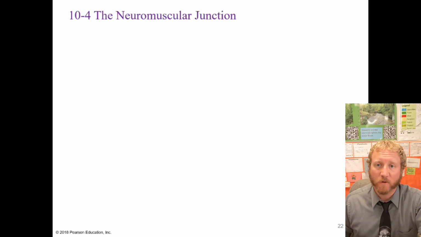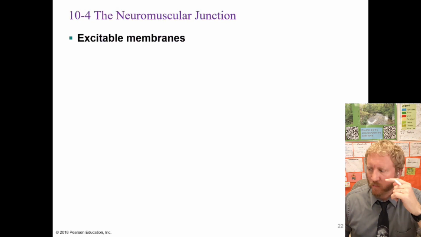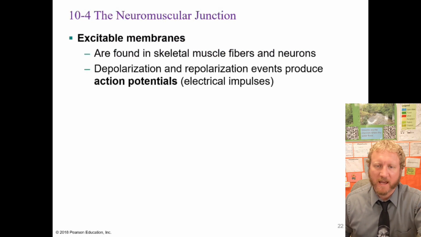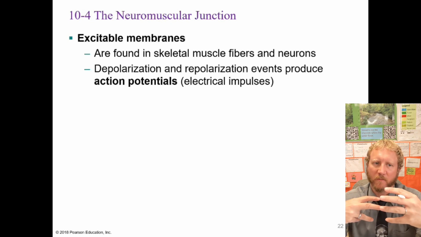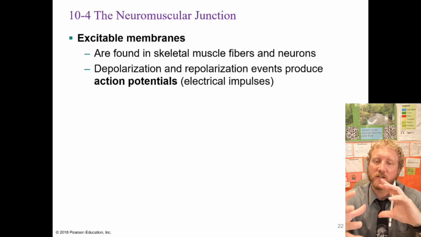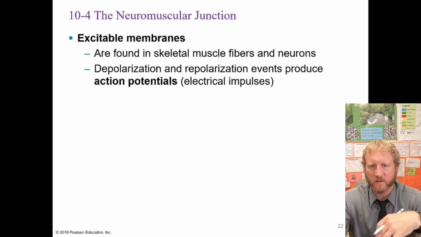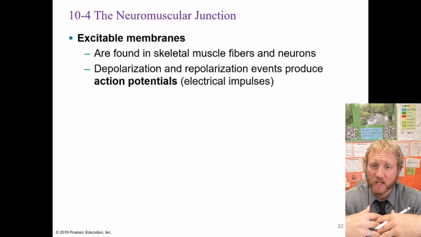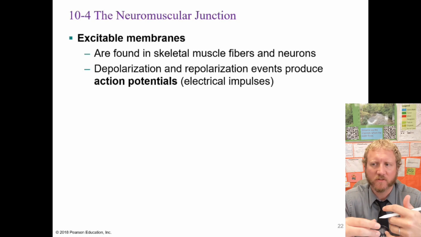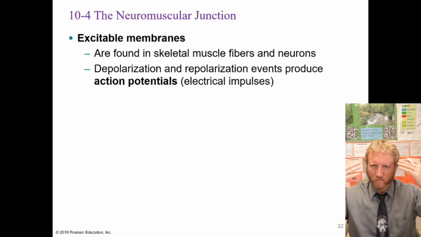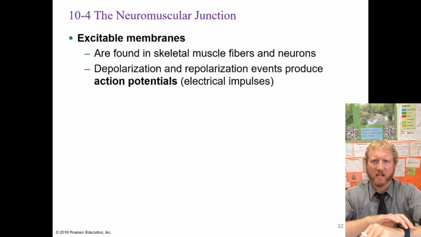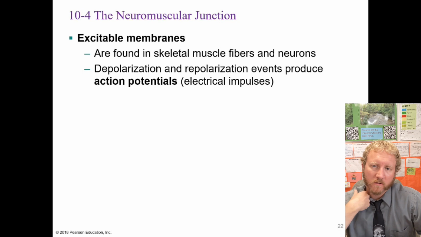Okay, so nerves and muscles work really, really closely together with each other, in part because they have what are known as excitable membranes. Excitable membranes have repolarization and depolarization events. So we basically have changes in voltage across the membrane, right? So it becomes more positive, less positive, that sort of thing. And these changes create something called action potentials. These are the electrical impulses that we think of when nerves are firing. These are called action potentials.